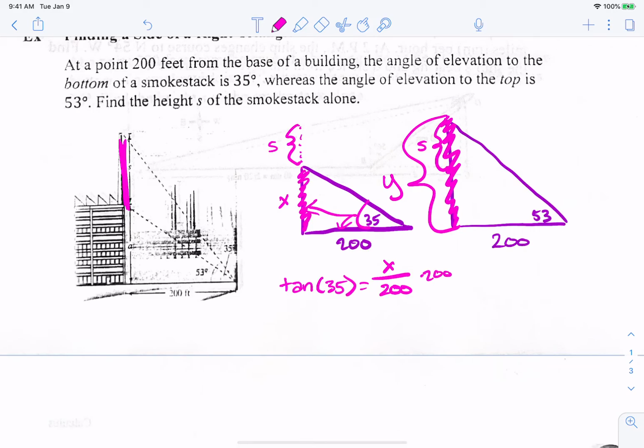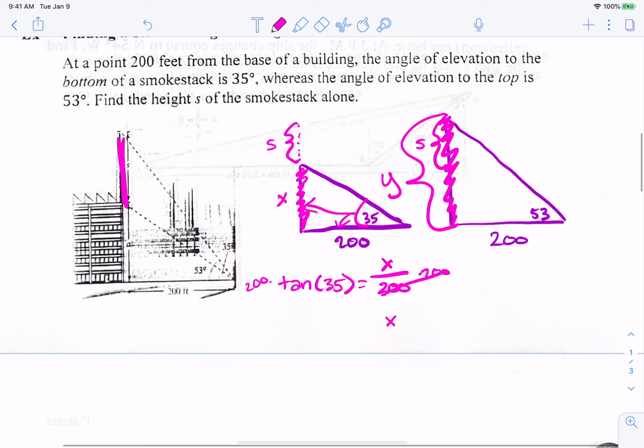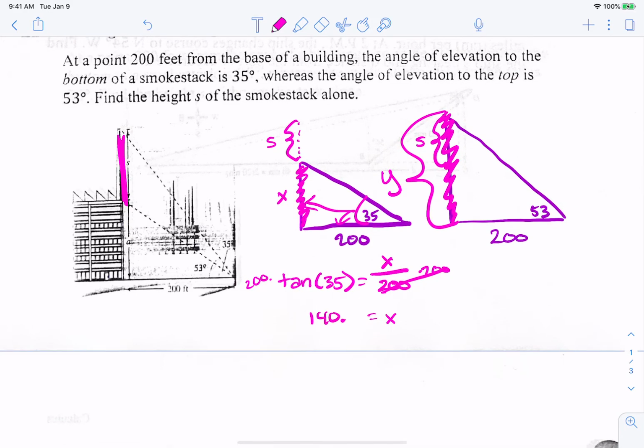Do you remember, have we done this before? Keaton, have we done this before? Have you done this before with me? Yeah, okay. 140.0. That's this distance here, 140.0.